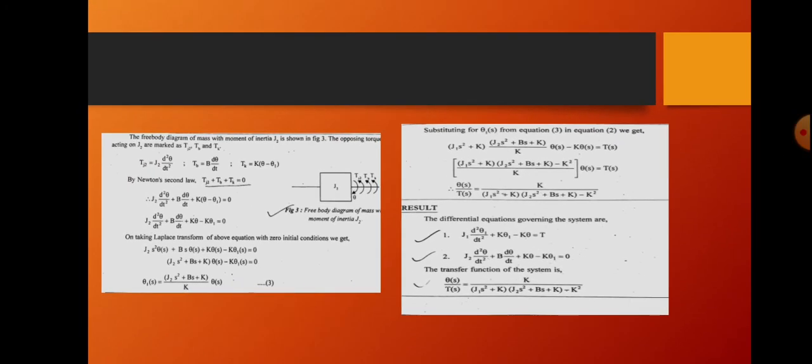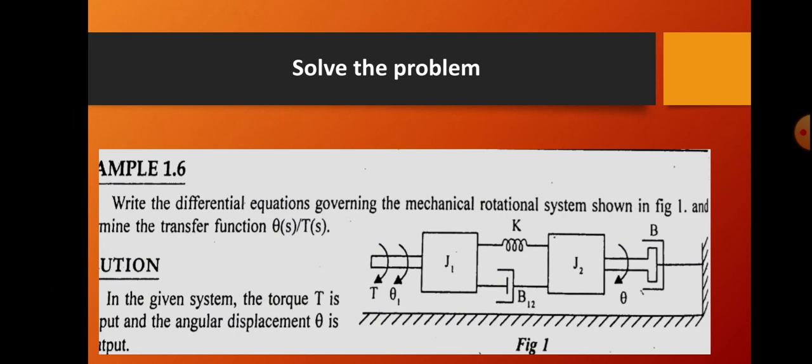Okay, this is similar to that of the mechanical translation system. The only difference is in the notation of displacement. In that case we used x as displacement, here we are using angular displacement theta. That is the difference, and all other procedures are the same. So you can easily solve this.